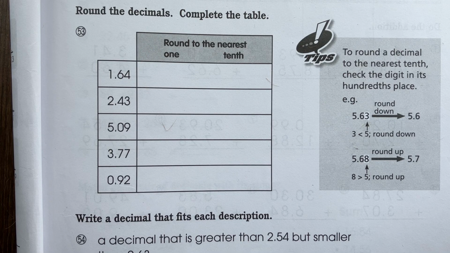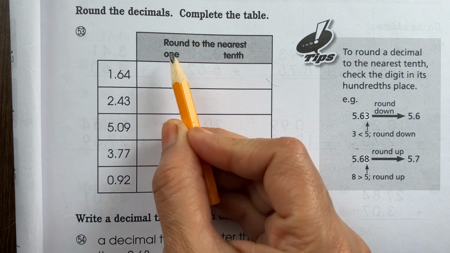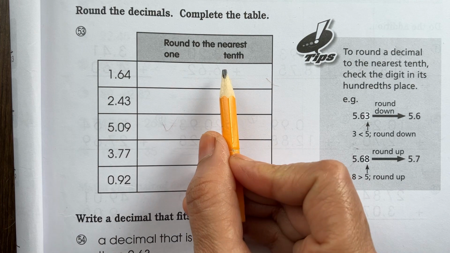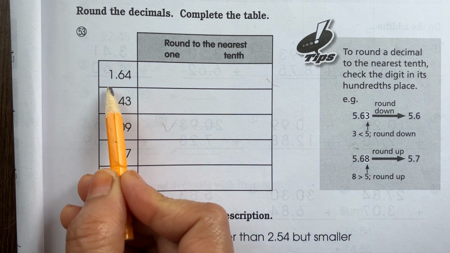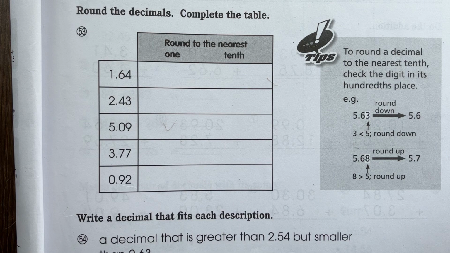Round the decimals, complete the table. Round to the nearest one and round to the nearest tenth. The first decimal number is 1.64. You have to round this decimal to the nearest one and also to the nearest tenth.